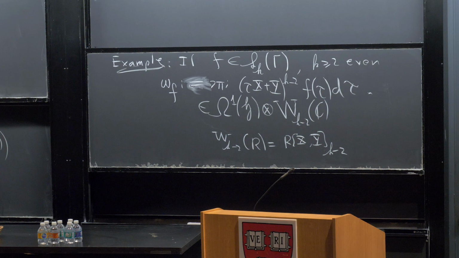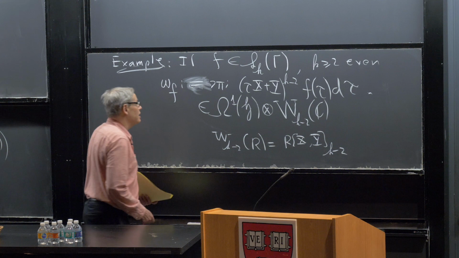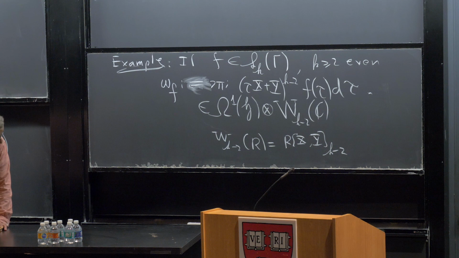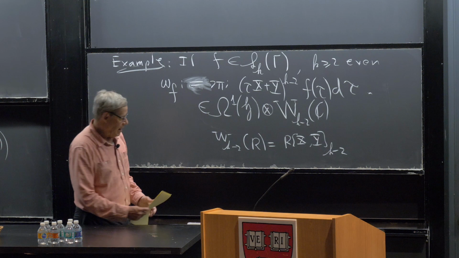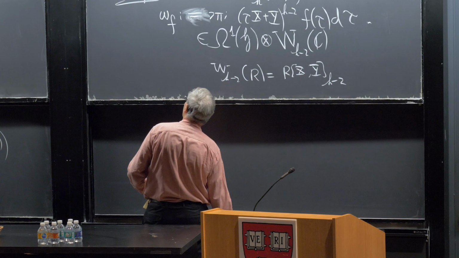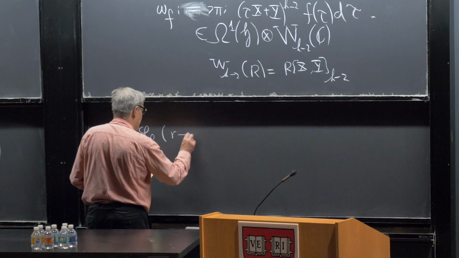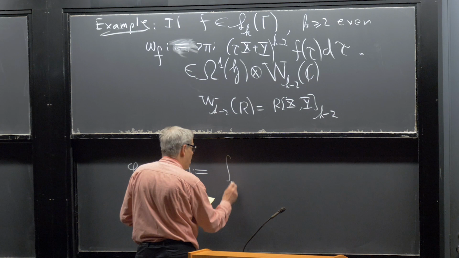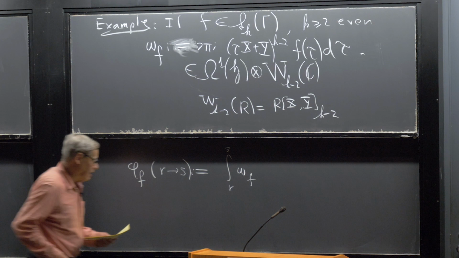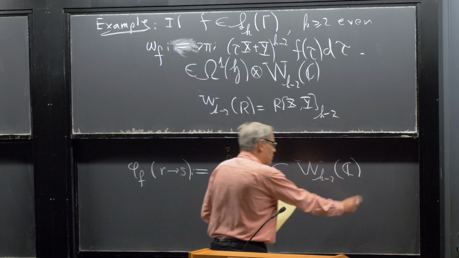So this is the key thing. If f is a cusp form, this defines a gamma invariant differential form. This is something that's invariant under the action of the group gamma. And so I can integrate it over paths and make a modular symbol this way. And I want to do that. Then we define phi sub f of any path from r to s to be the integral from r to s of omega f. Okay, so that's the modular symbol, and notice that it takes values in the homogeneous polynomials with complex coefficients of degree k minus 2.